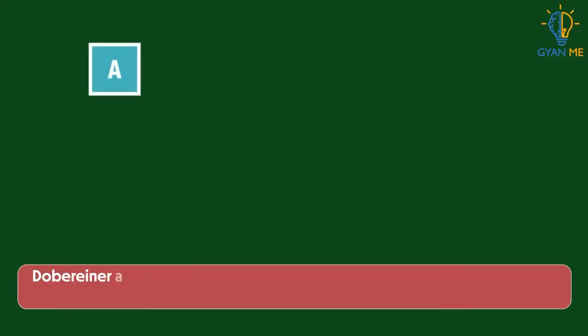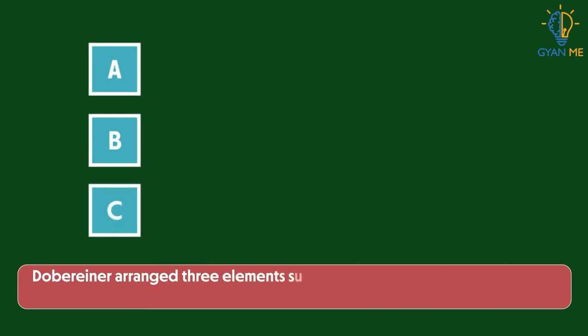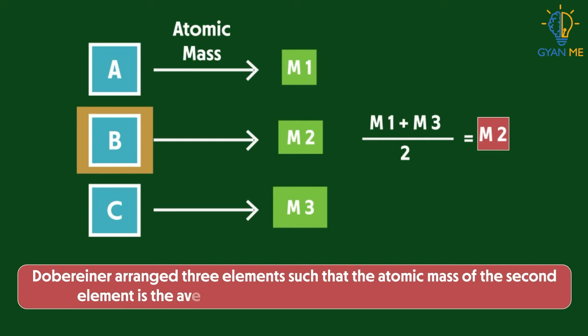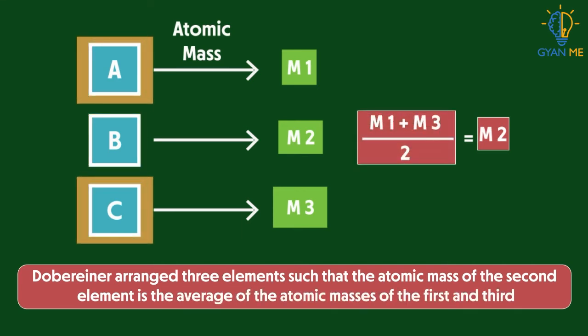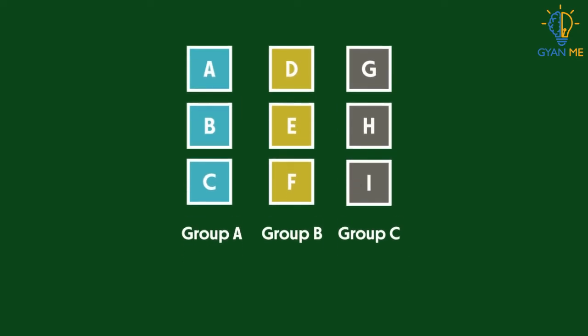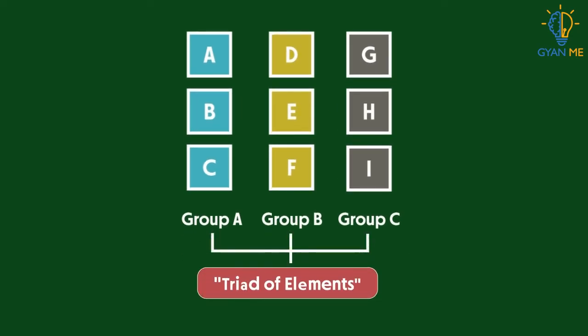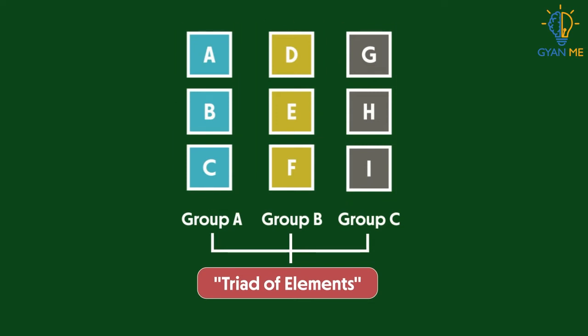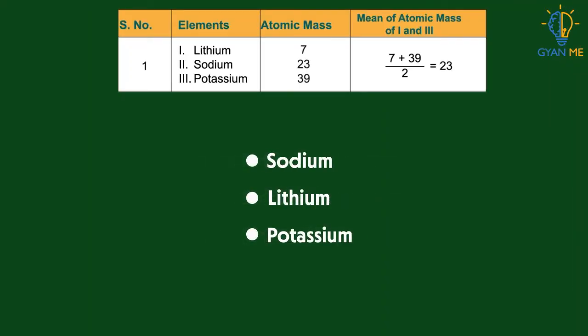Now coming back to our discussion, Dobereiner arranged 3 elements such that the atomic mass of the second element is the average of the atomic masses of the first and third. He called each group a triad of elements because it has 3 elements, right? Yes. Let's understand Dobereiner's law of triads with examples. Consider the triad of sodium, lithium and potassium.